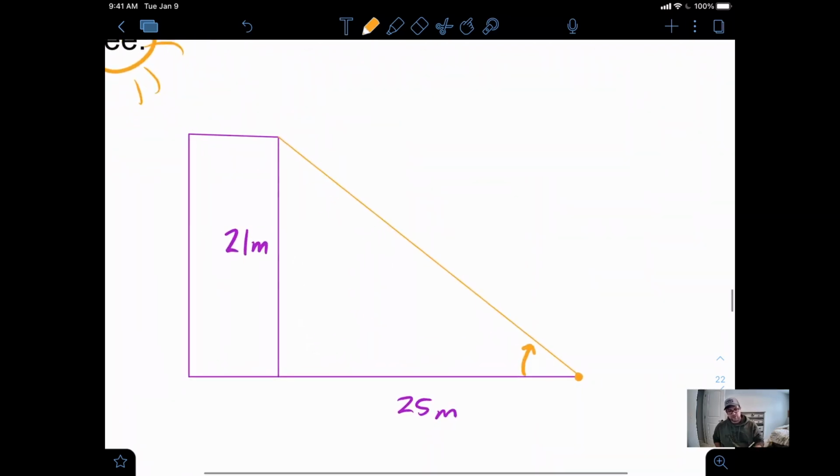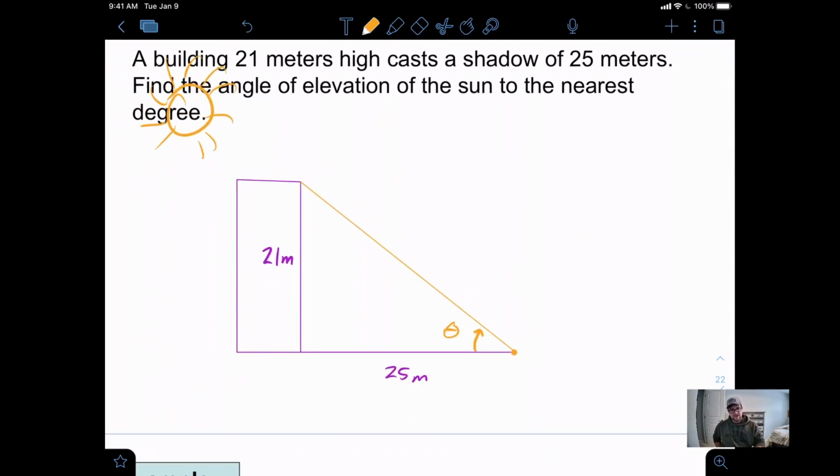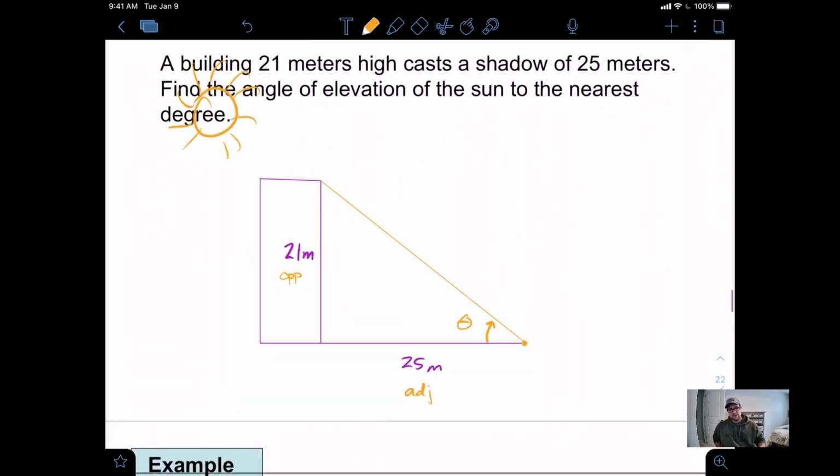Since we're looking for an angle, we're going to call it theta. Using theta as a reference point, we know that this would be our opposite side and this would be our adjacent side. Since we know our opposite and our adjacent, we're going to use tangent. So the tangent of our angle theta would be equal to 21 over 25. Since we're looking for the angle, let's use tangent inverse. So tangent inverse of our fraction 21 over 25 would be equal to our angle theta.